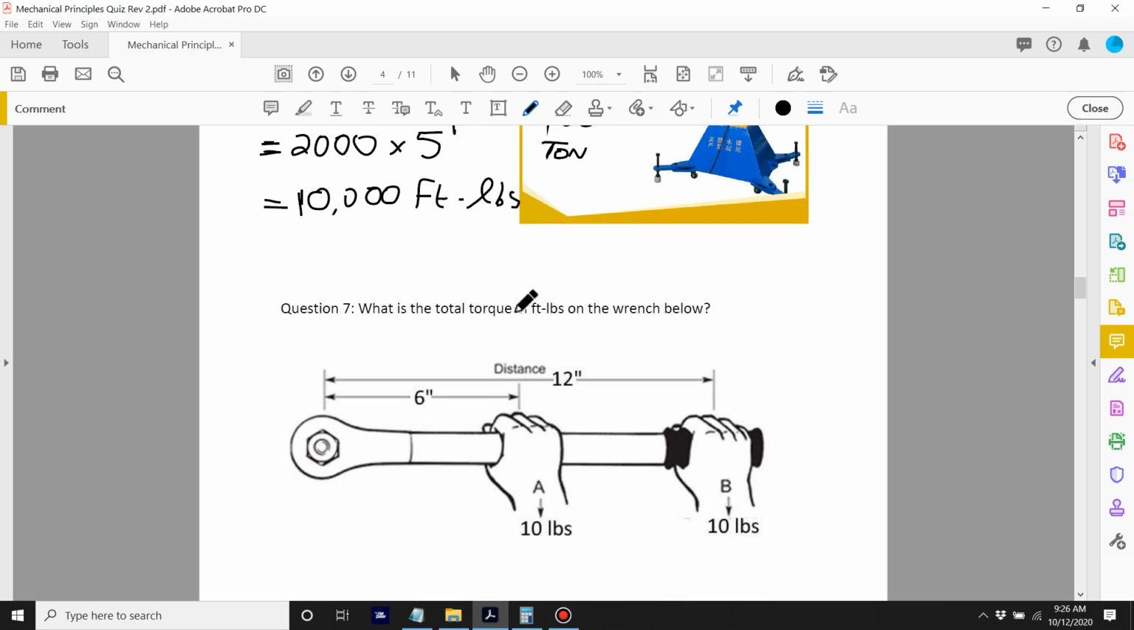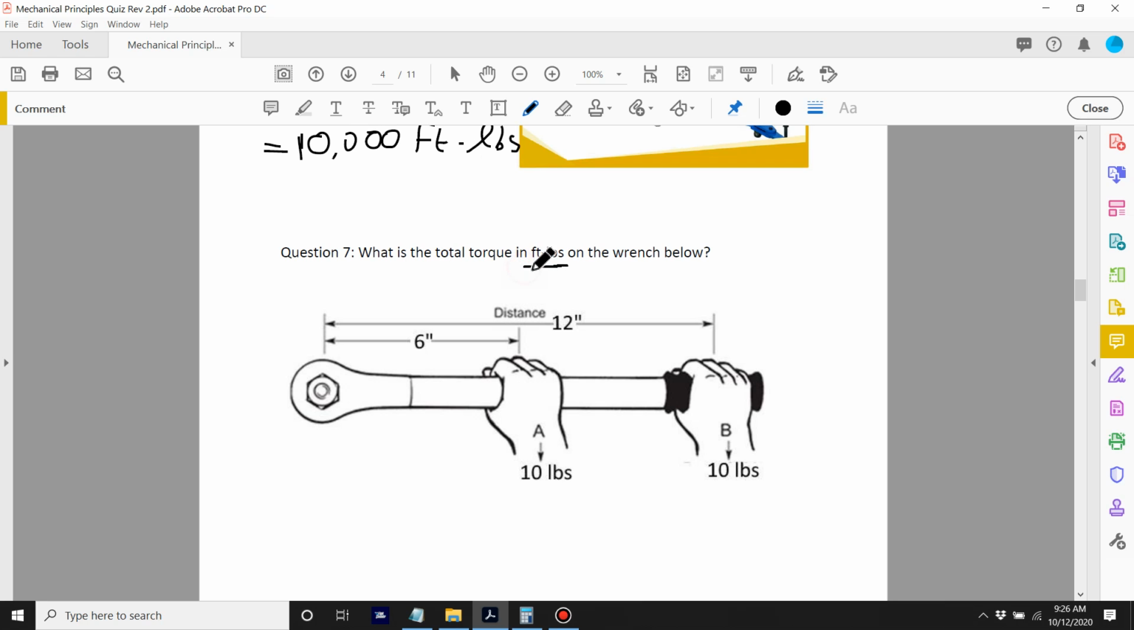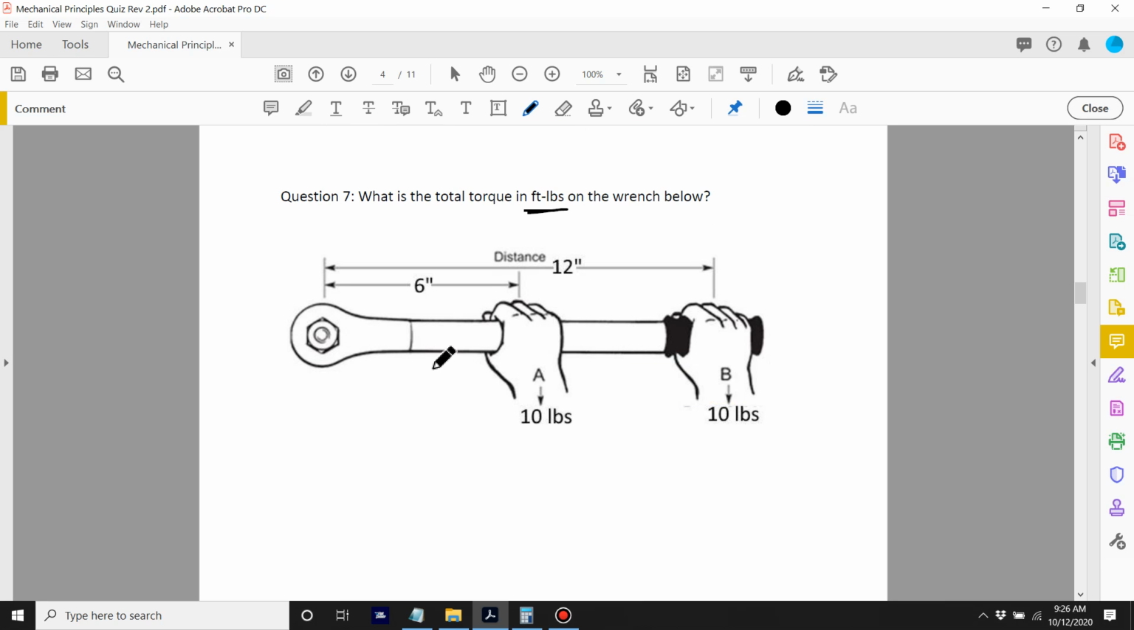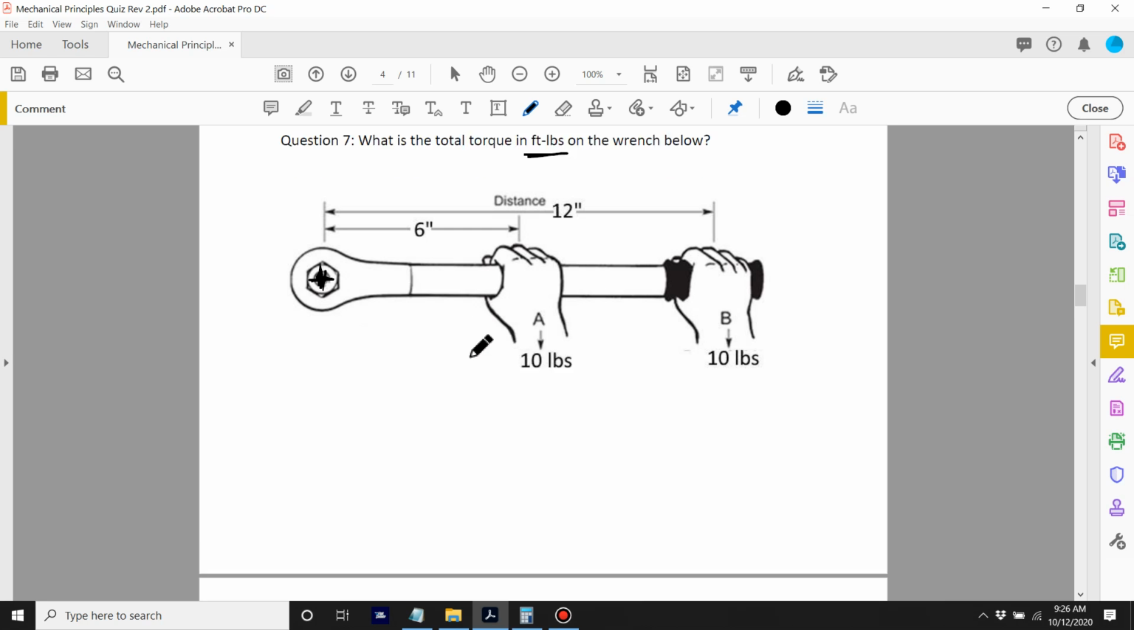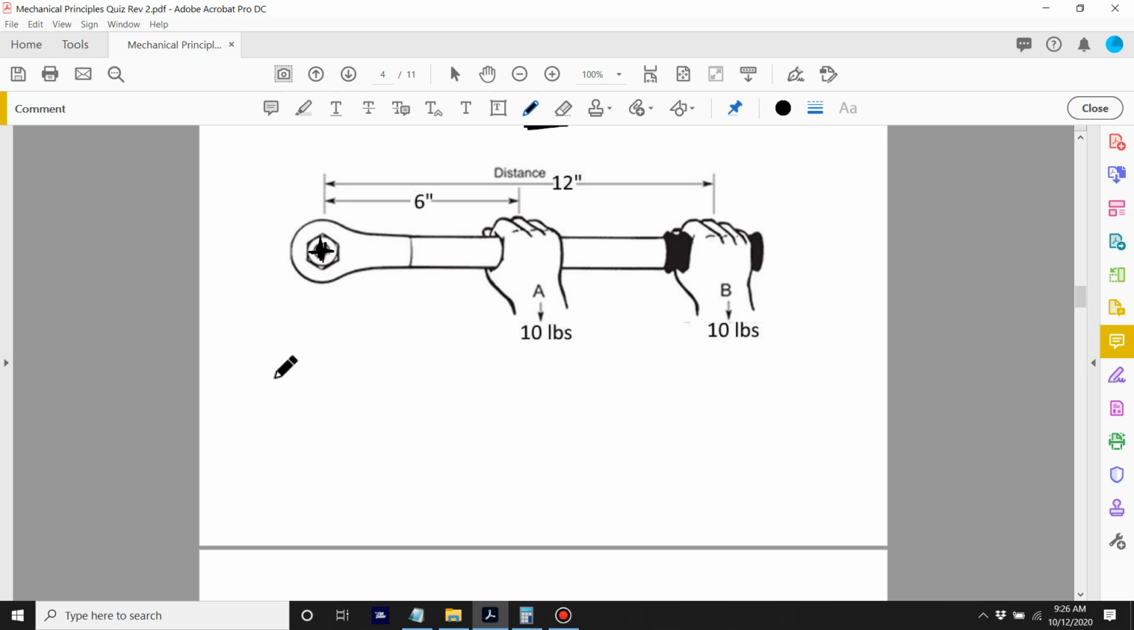What is the total torque in foot-pounds on the wrench below? Hopefully you remember, this point here is called the pivot point, or the fulcrum, or the axis of rotation. Whenever we measure torque, it's always from that distance out to where the force is applied.